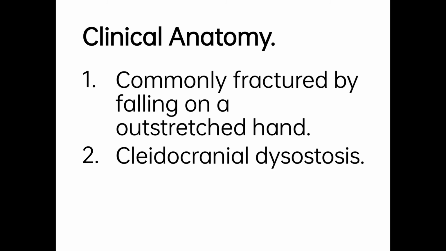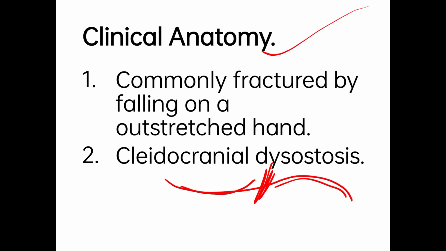Moving further to the clinical anatomy. The clavicle is commonly fractured by falling on an outstretched hand. The most common site of fracture is the junction between the two curves. This is the junction between the two curves. This is the part where the clavicle is most commonly fractured, which is the weakest point.